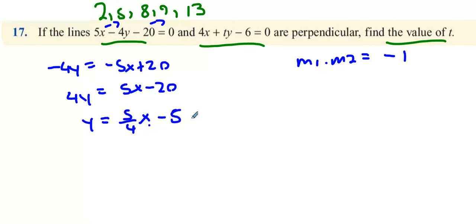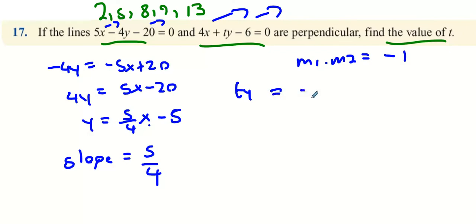Take away 5. So the slope is 5 over 4. Okay, next one. Get y on its own. So ty, move the 4x and the minus 6 over to the other side, so you get ty equals minus 4x plus 6. y on its own will be minus 4x over t plus 6 over t. You have to divide both sides by t.